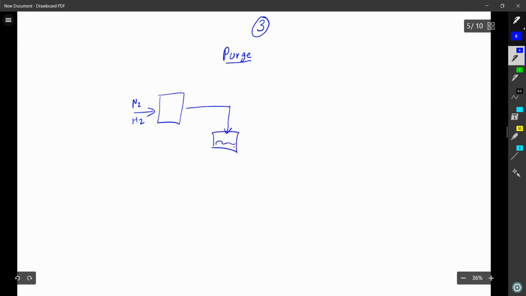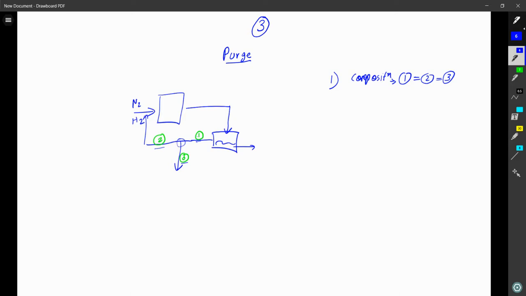The condenser condenses out and then you recycle it back. This is the purge. I'm calling this stream 3, this 1, and this 2. One very important thing is composition, percentage wise. The composition of stream 1 is equal to stream 2 is equal to stream 3. The composition does not change as you purge things out. It's going to be only an amount; the respective concentrations don't change with respect to each other.